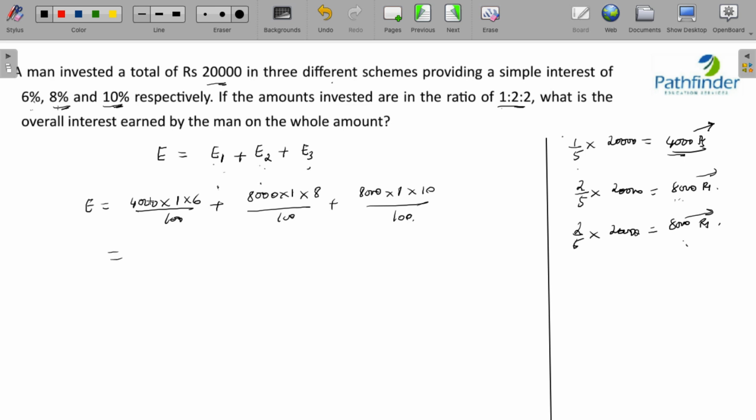And what does this amount to? 240 plus 640 plus 800, which is 880, 1520 and 1680 rupees. So remember, whenever a man invests in different income schemes, his total income, logically speaking, should be the sum of incomes of the individual streams.